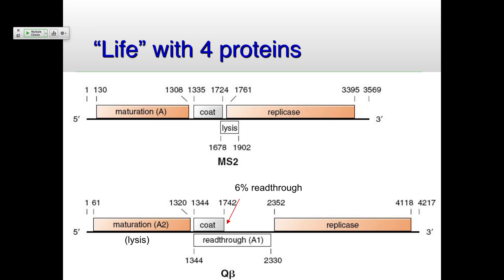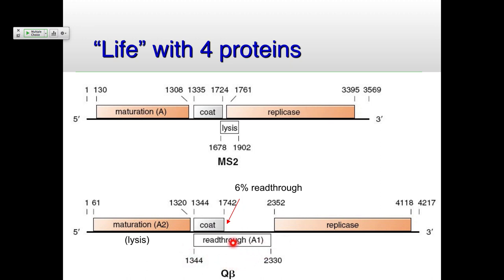But here, you have a particular stretch of your genome, which actually codes for two proteins with two different functions. And what happens here is most of the time, you make coat protein, 94% of the time, but 6% of the time, there's a stop codon that actually gets misread, and you end up with a tryptophan, and you end up with this much longer protein.